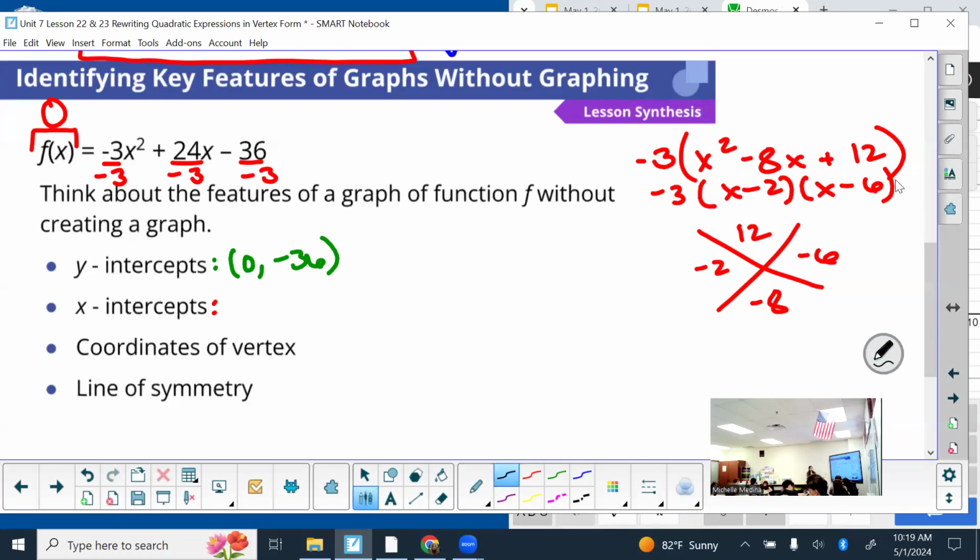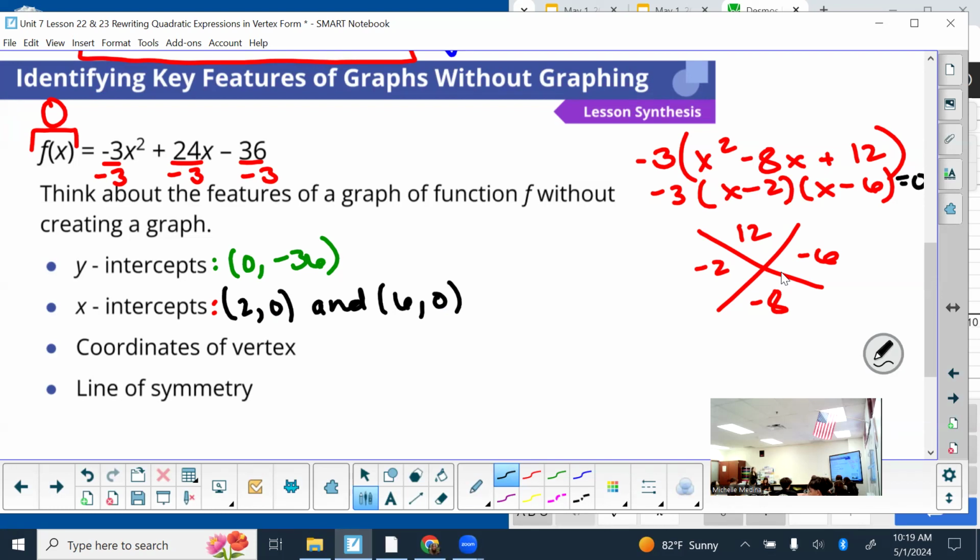And if I'm trying to figure out what each x has to be to make it 0, then my x-intercepts have to be 2 and 6. Right, so 2 minus 2 is 0, 6 minus 6 would be 0. It's always the opposite of this. Now, coordinates of the vertex.